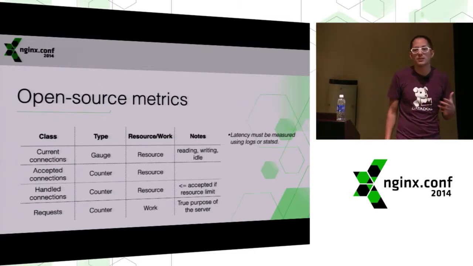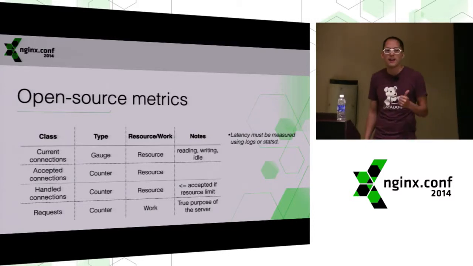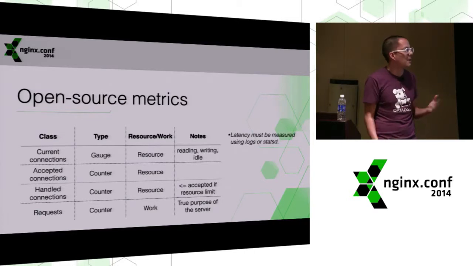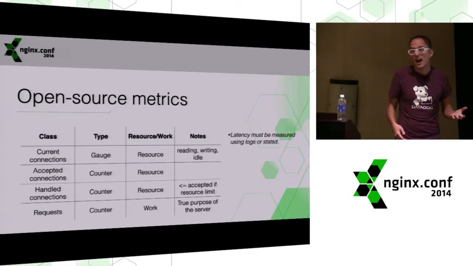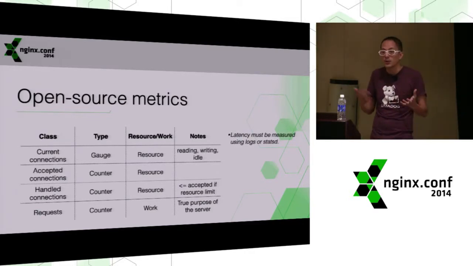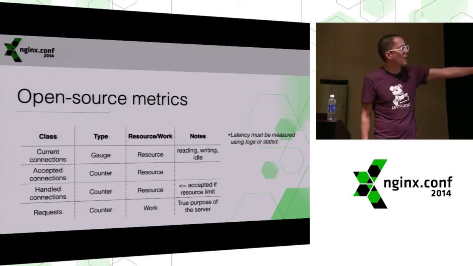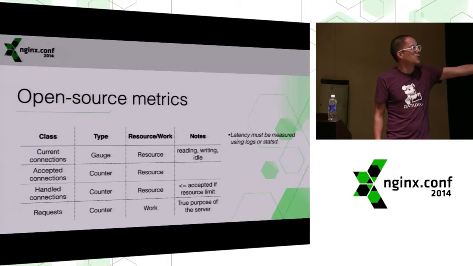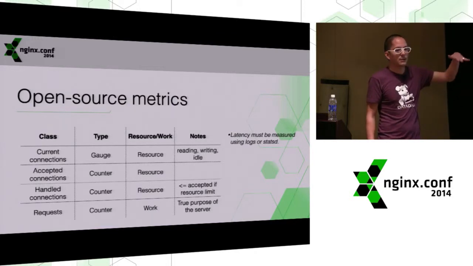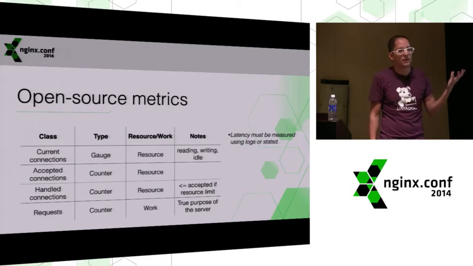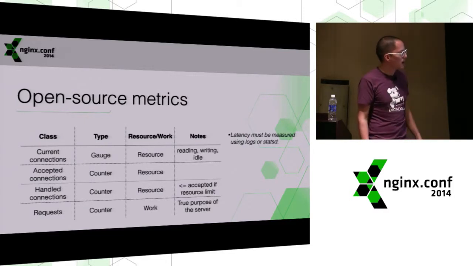It's a resource, because the only reason you care about it is that you don't want to run out of connections. It helps you size your parameters, but how many connections you have is highly dependent on who connects to your server. So what are you going to do? You don't want to alert on current connections. You just want to alert if idle is too low, or if you have a sudden spike or change, for instance, but you don't want to alert on just some absolute number.